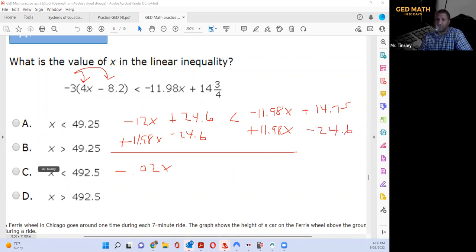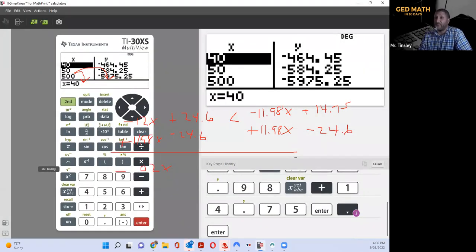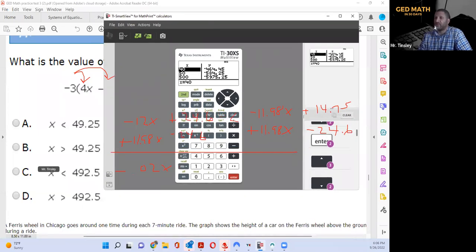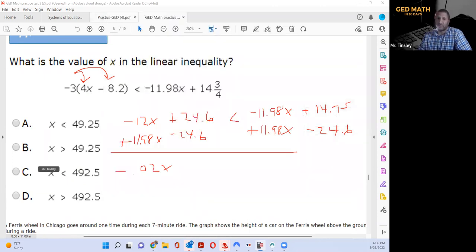And again, if you don't want to make any mistakes, grab your calculator. You should never be afraid to use your calculator. So 14.75 minus 24.6, because most of the mistakes we make are those common mistakes. 14.75 minus 24.6 is minus 9.85. So less than, they cancel, minus 9.85.